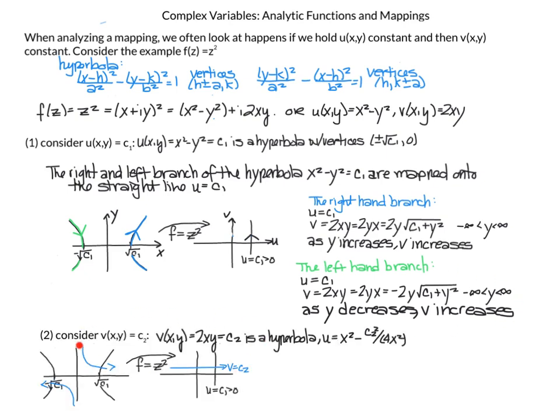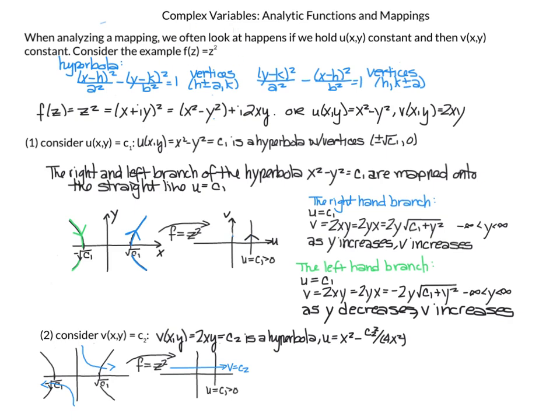We can do a similar analysis when v is set equal to c2, when v is a constant, this blue line here. And what we see is v equals 2xy equals c2 is also a hyperbola. These are the blue hyperbolas here. And we can trace out u doing a similar thing where we substitute u is equal to x squared minus y squared. And now we use this equation, 2xy equals c2, to solve for y squared in terms of x and c2. In other words, y is equal to c2 over 2x, so now y squared would be c2 squared over 4x squared.